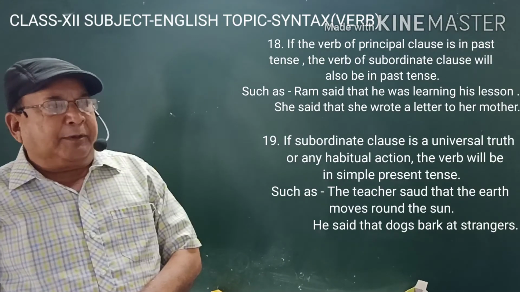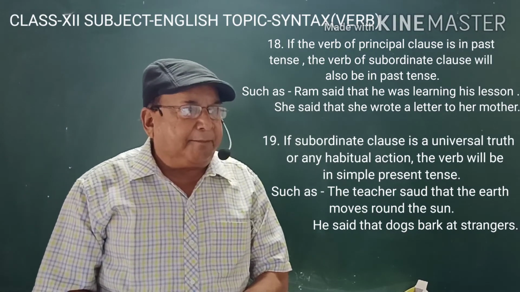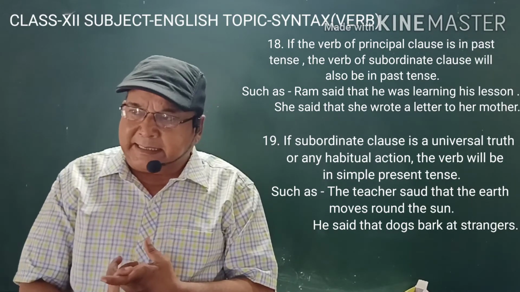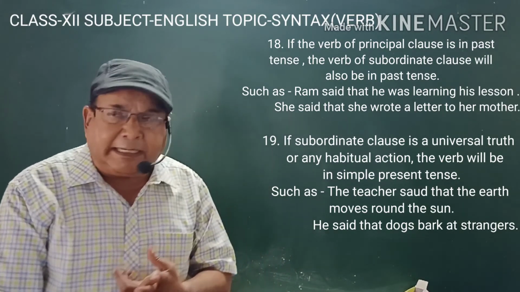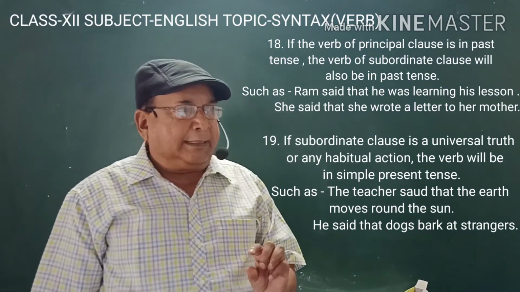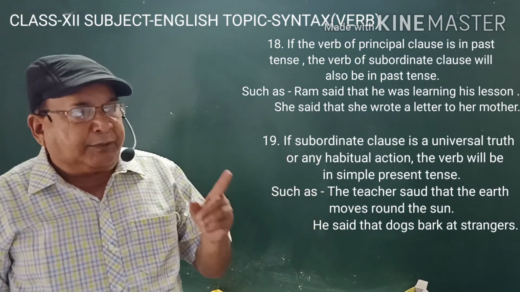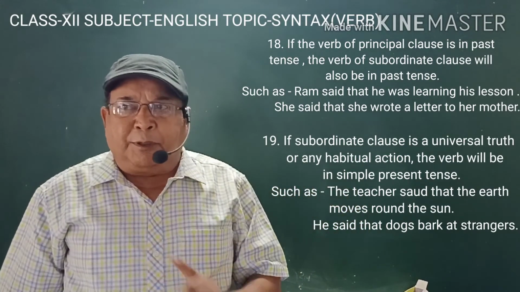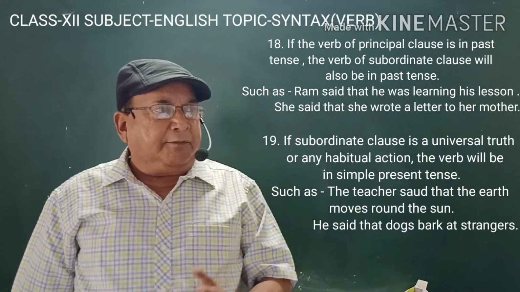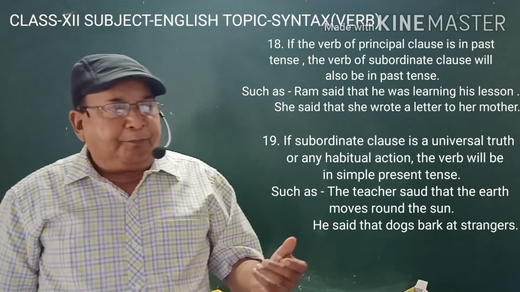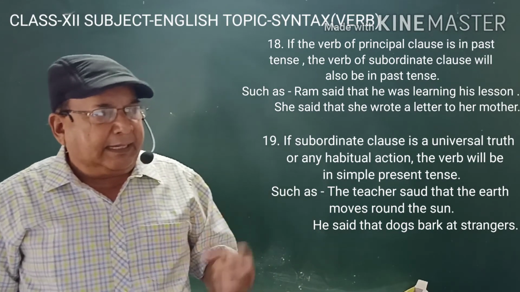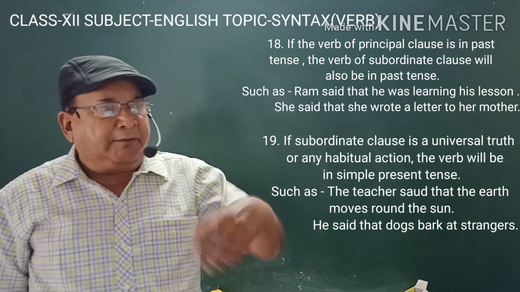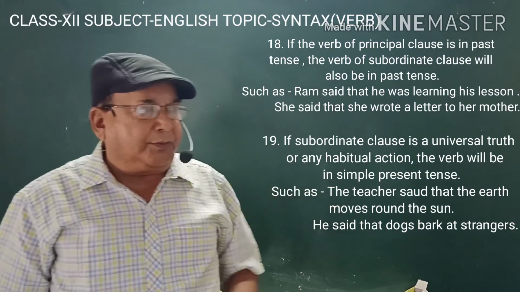Next point, if the verb of the principal clause is in past tense, then the verb of the subordinate clause will also be in past tense. This is the most important thing. For example, Ram said, it is in past tense, so the next clause will also be in past tense. Ram said that he was learning his lesson. Another example, she said that she wrote a letter to her mother. If we write "she will write" or "she writes," then it will be a wrong use.